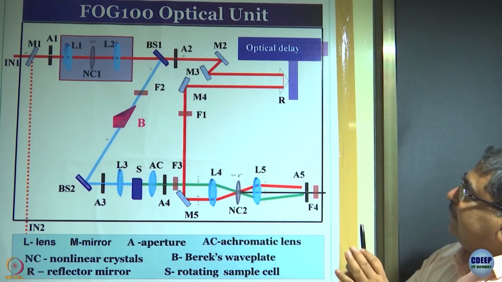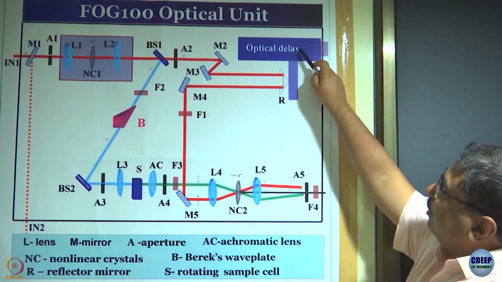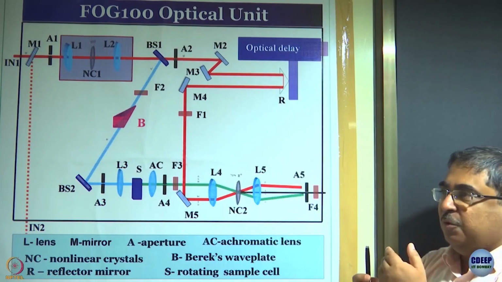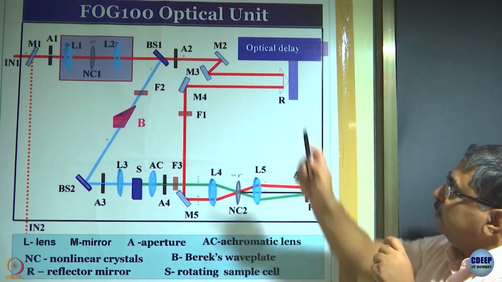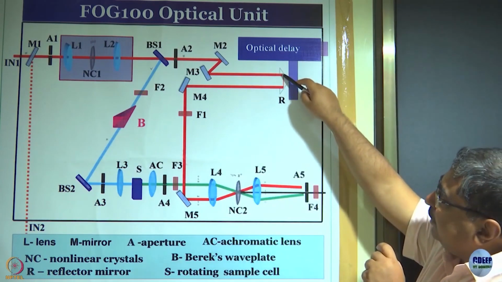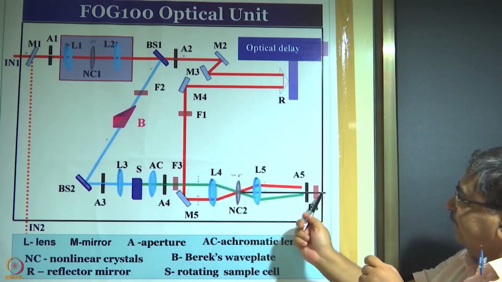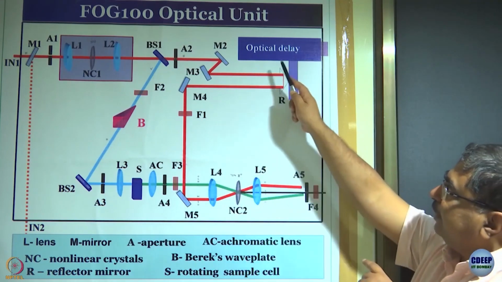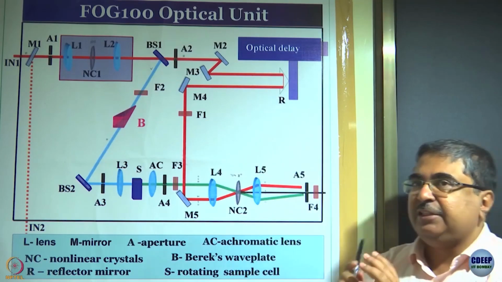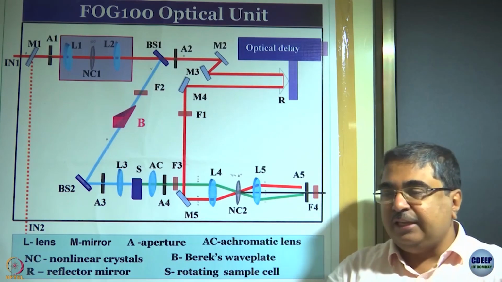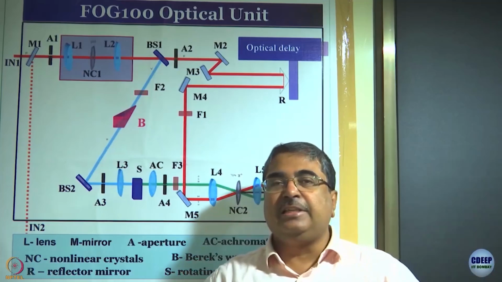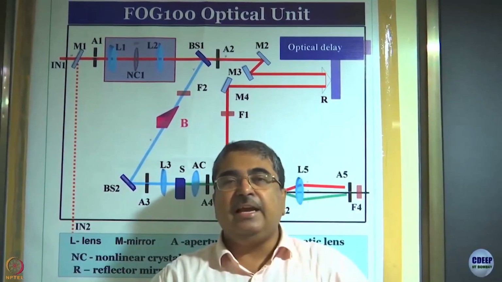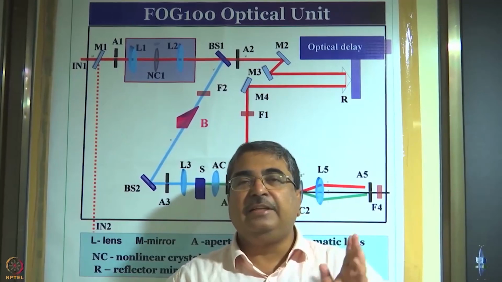So, the way it works is that this retroreflector is mounted on an optical delay. Optical delay is essentially a 1 foot long screw which is moved. So, the screw is moved to a particular position, then intensity of sum frequency is recorded, then it is moved to another position, intensity of sum frequency is recorded. And this is how the entire map of fluorescence decay is generated, by plotting intensity of sum frequency against the delay time.